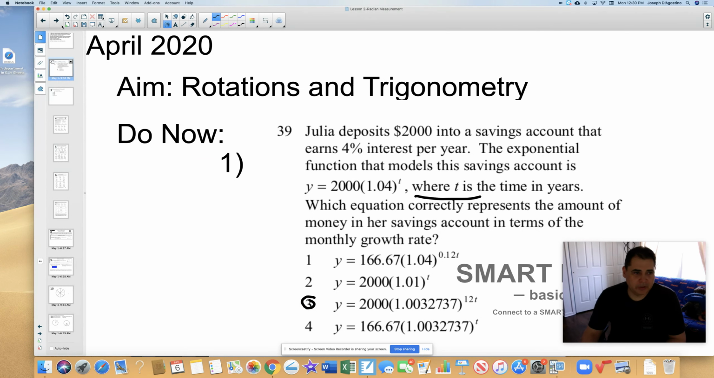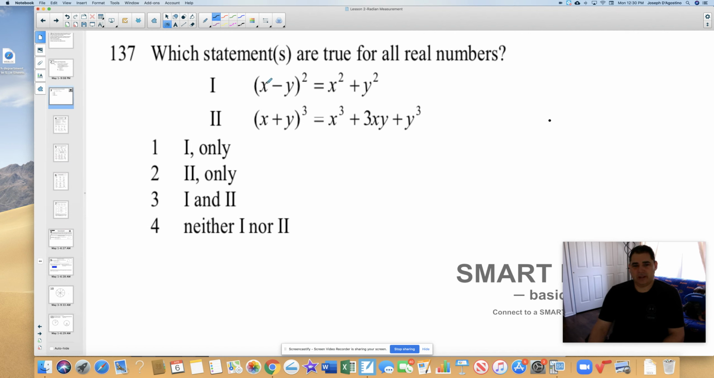All right, number 2, pretty easy question. Which statements are true for all real numbers? Now, you guys know that when you write this twice, you're going to get a trinomial, and you're going to have some middle term here. You never do x to the second, y to the second. It never really works. That's not how it works. You're conditioned to know anytime you have a binomial squared, you write it twice and you FOIL it out. All the time, it's going to give you a trinomial. Now you can also plug numbers in for x and y and see if it works.